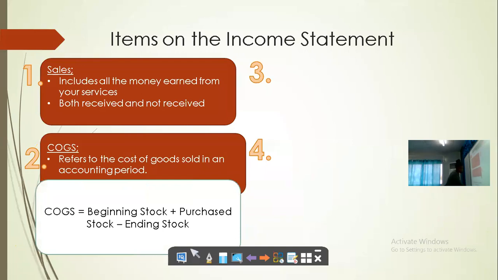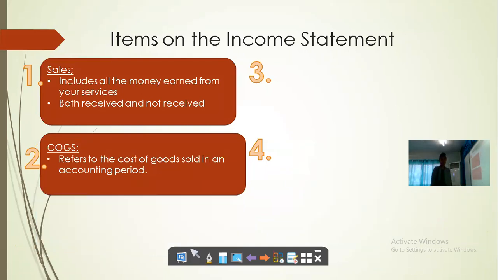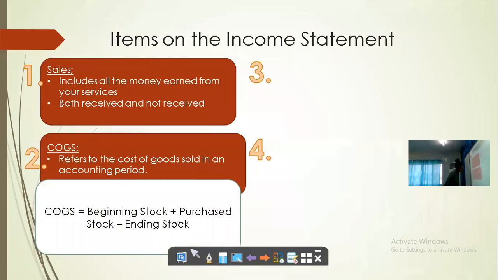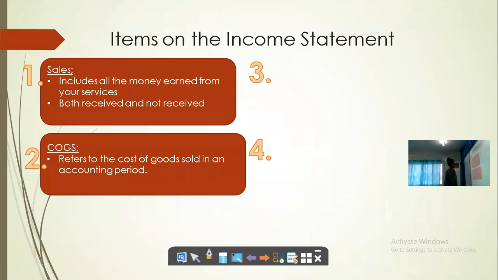So do you remember? Oh, before I show... Someone killed that doggy. Elizabeth. Yes, the dog is dead, but still living. Go to your room. What's the formula of COGS, cost of goods sold? Remember?